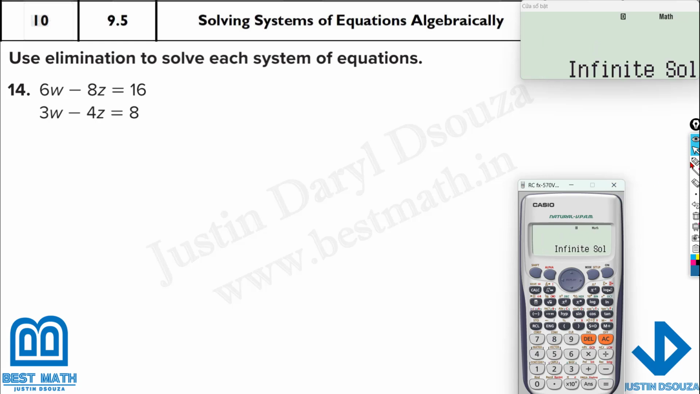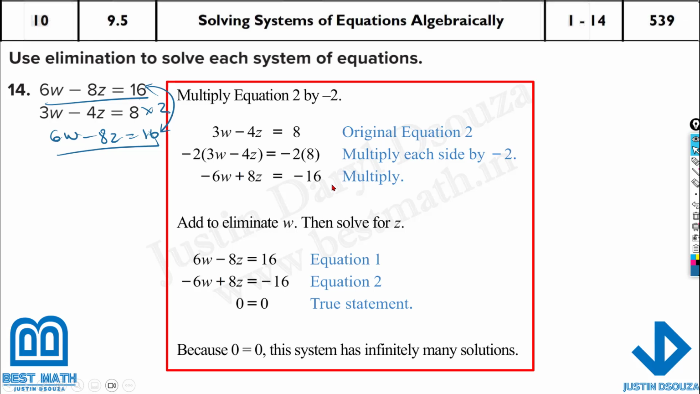It's infinite solutions. Now how do we check that? Here I'll just multiply it by 2. It'll be 6w minus 8z equals 16. It matches exactly with the first equation. So yes, it's the same line or the same equation we are dealing with. So there are infinite solutions, as you can see over here.